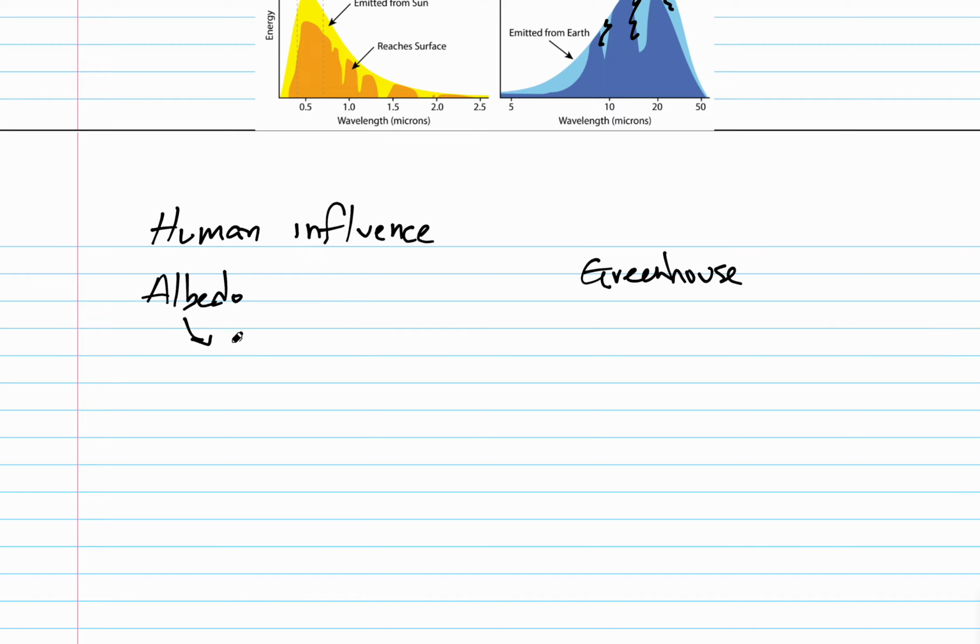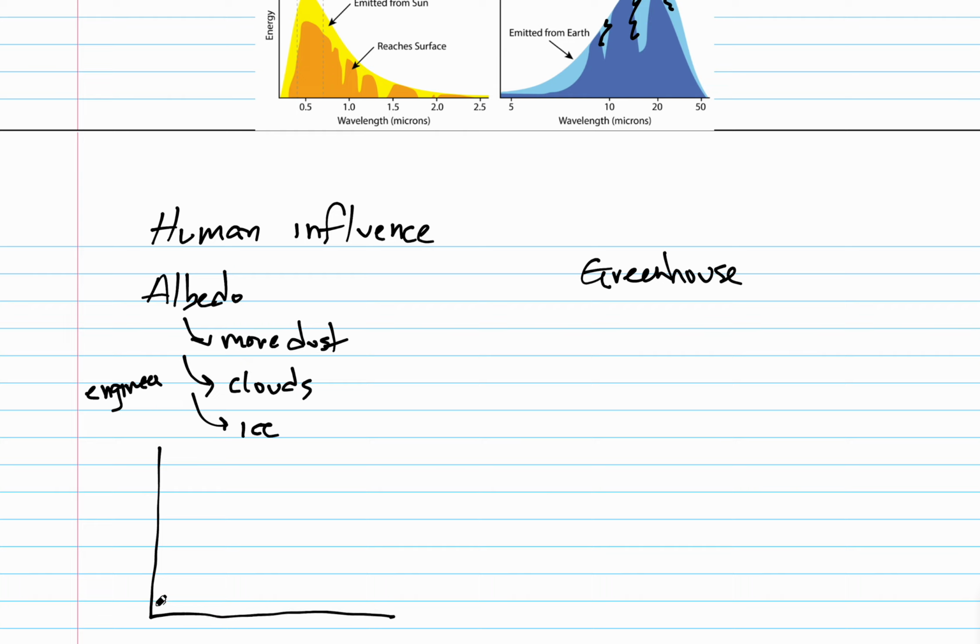Engineers, we could put more dust. In fact, we do put more dust by farming. Or, this is kind of crazy, but we could actually make clouds these days. Maybe we do something with ice and snow. And by engineering, we could actually engineer an increased albedo effect. Here's the real energy that comes down from the sun, and by human influence, we could change it to be something less. That would be producing a colder Earth, an Earth with less energy.